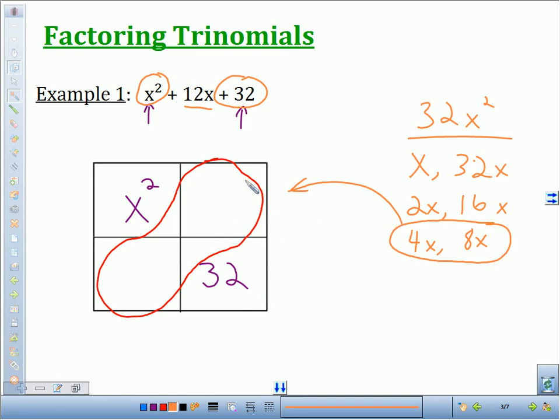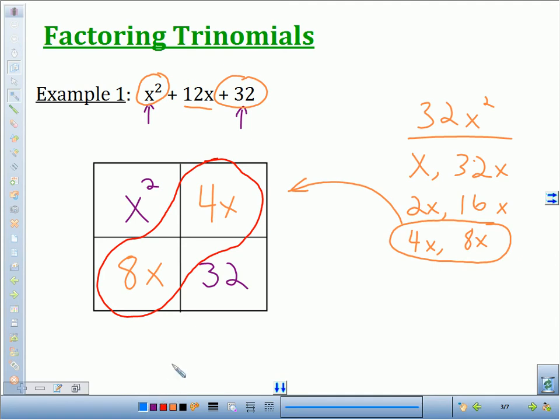Now, the next thing I do is I just put these terms in there. And it doesn't matter which one goes where. Put them both in. Okay. We know, of course, that we add these two together to get 12x. 8x plus 4x is 12x. And I know that these are factors of 32x squared, so this is what I've got to use.